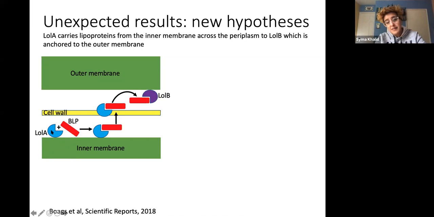So LolA picks up Braun's lipoprotein at the inner membrane. It carries it through the cell wall and delivers it to LolB, which is sat here just anchored to the outer membrane. LolB then somehow flips it to its correct location. The way this is achieved is Braun's lipoprotein has got lipid regions. There's a hydrophobic cavity in both proteins where these lipids are carried. Okay, so the lipids bind to the hydrophobic cavity.